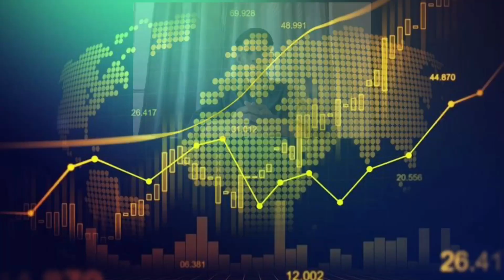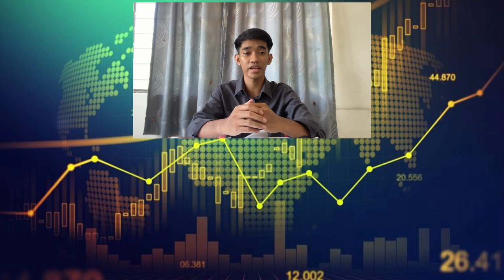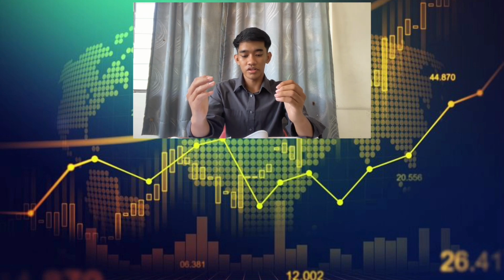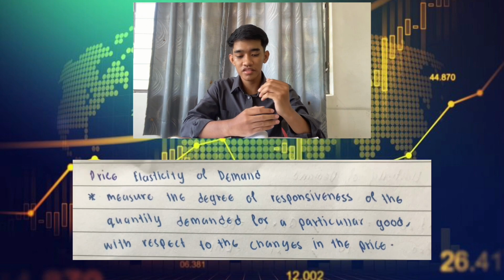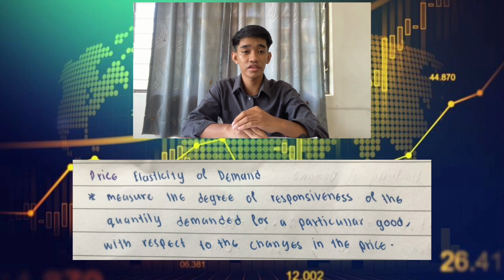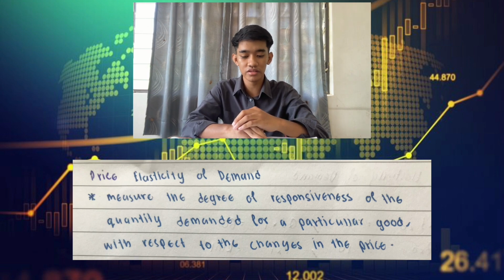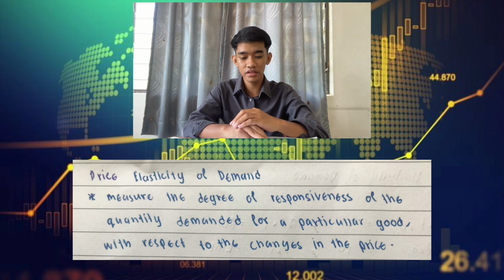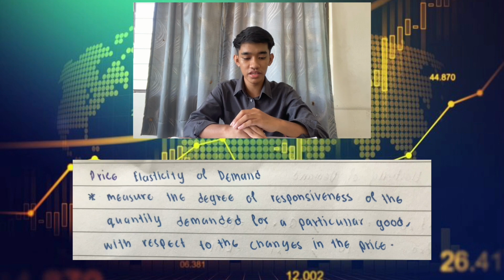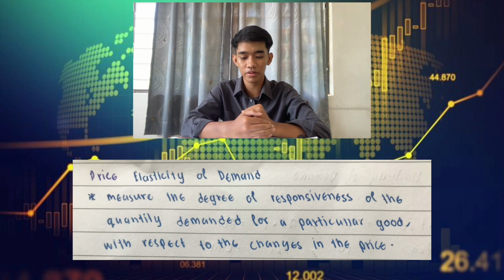Now I will explain the first question, which is price elasticity of demand. Price elasticity of demand measures the degree of responsiveness of the quantity demanded for a particular good with respect to the change in the price. More precisely, it is the percentage change in the quantity demanded relative to a 1% change in price.